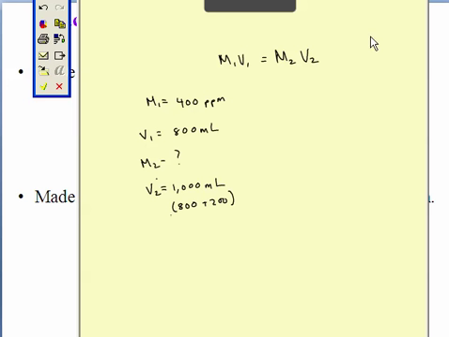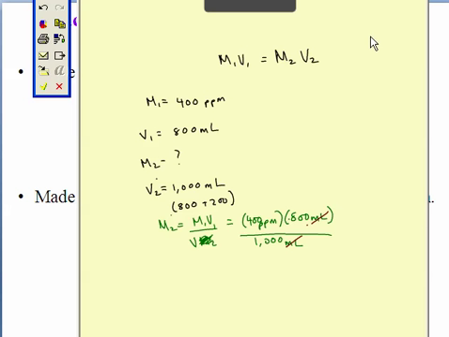So again, I'm just going to use my same equation. M2 is M1 times V1 over V2, and I'm just going to plug in my original concentration, 400 parts per million. My original volume, 800 mL. And I divide by my second volume, which is 1,000 milliliters. My milliliter units cancel out. And my new concentration is 320 parts per million. And that makes sense because this concentration is lower than my original concentration.